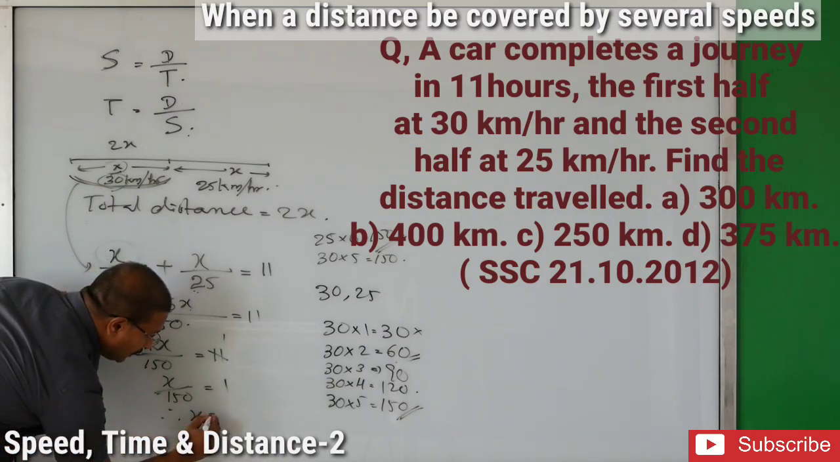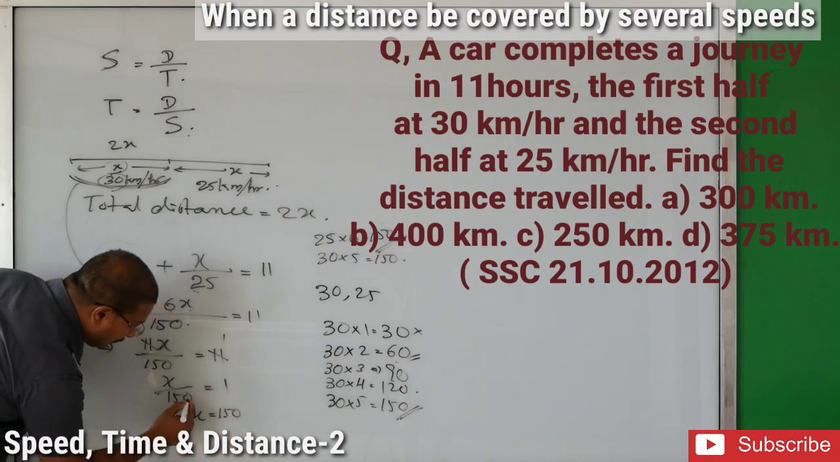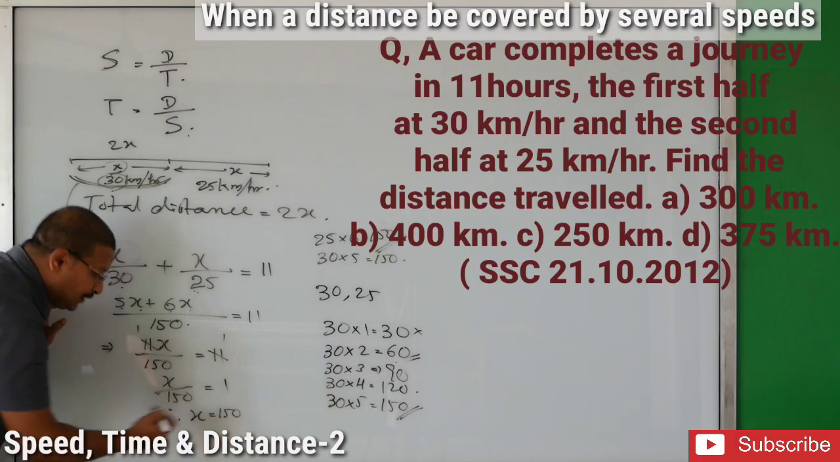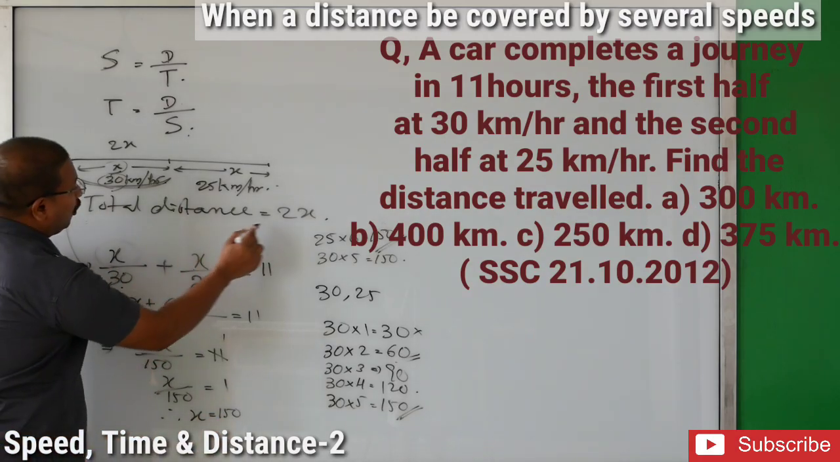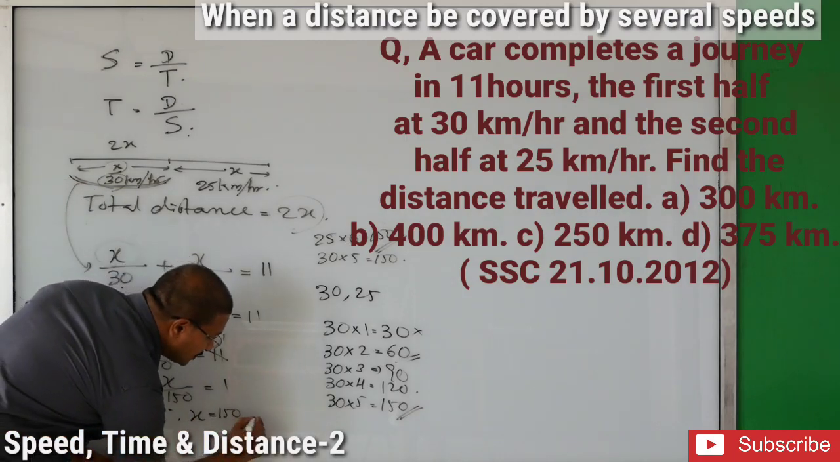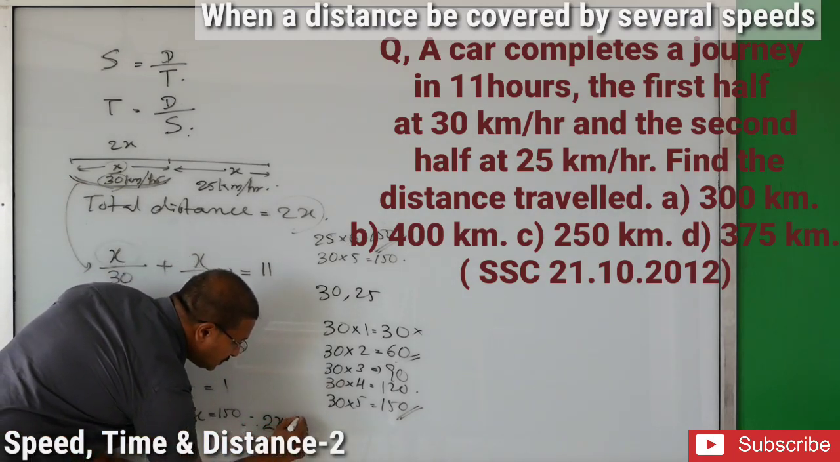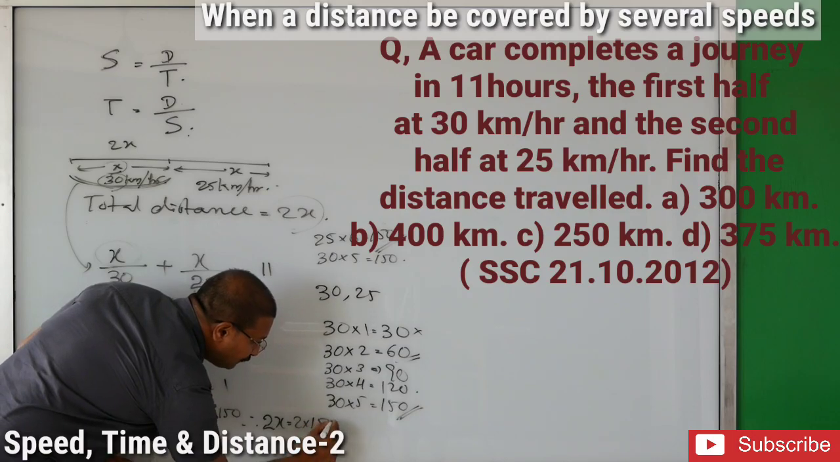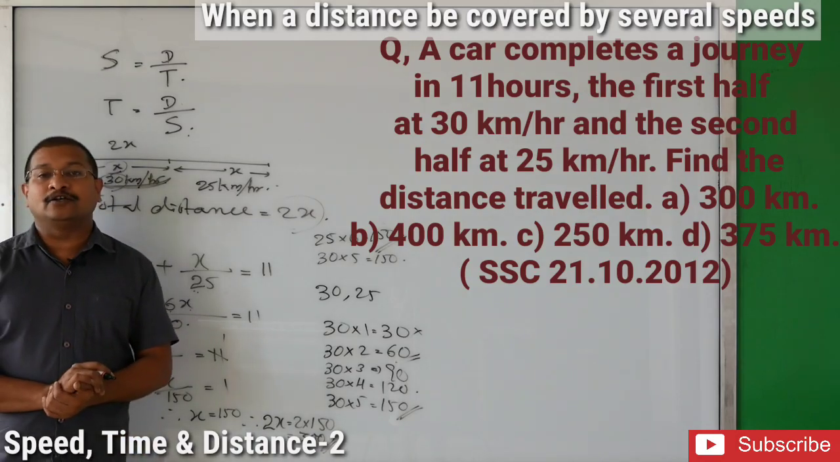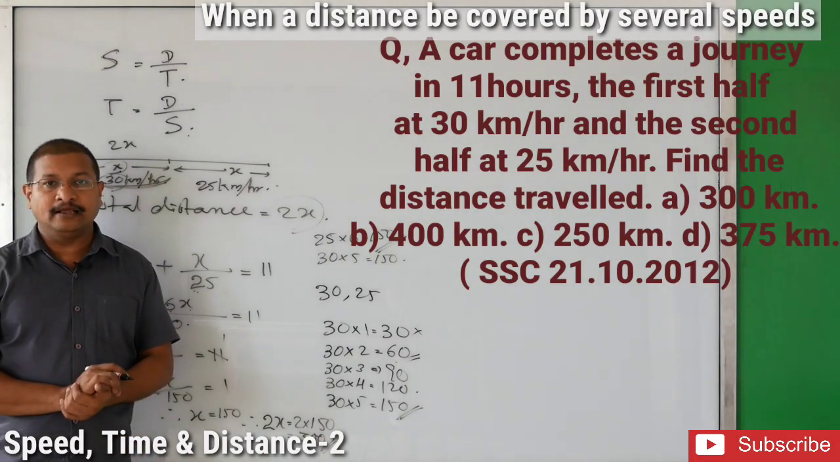Therefore, x equals 150, because 150 is dividing; when it goes to the other side, we multiply. That means 1 into 150 is 150. But we know that the total distance we took as 2x. Therefore, total distance: 2x equals 2 into 150 equals 300. That means the correct option is A, that is 300 km. Ready? Let's go to the next.